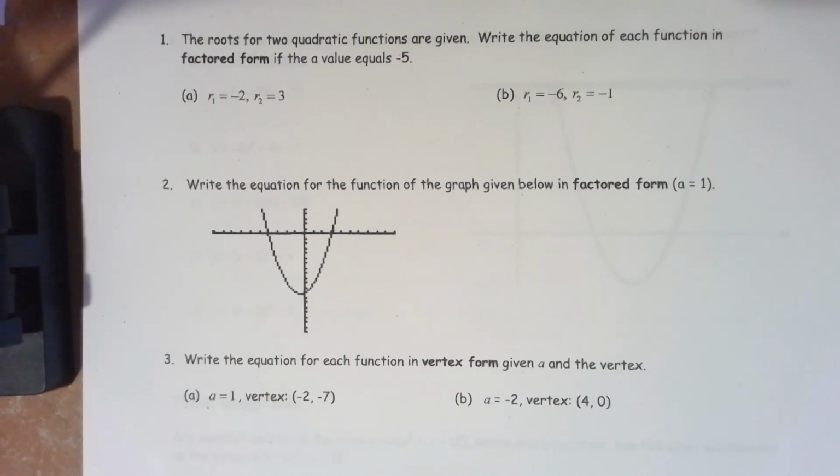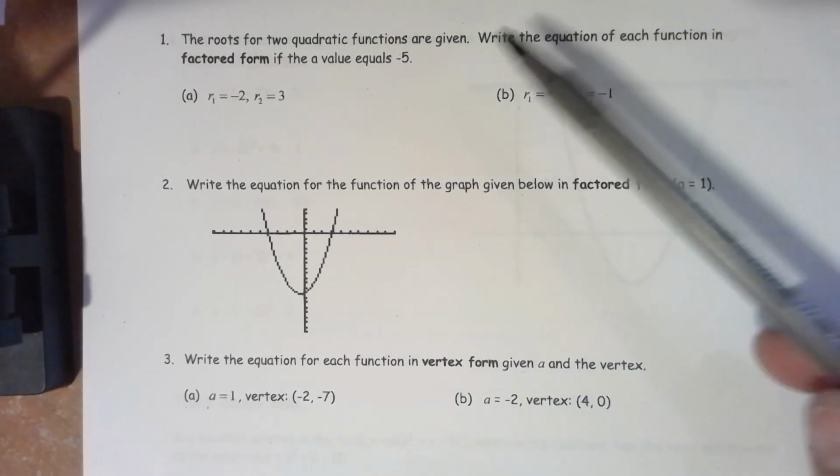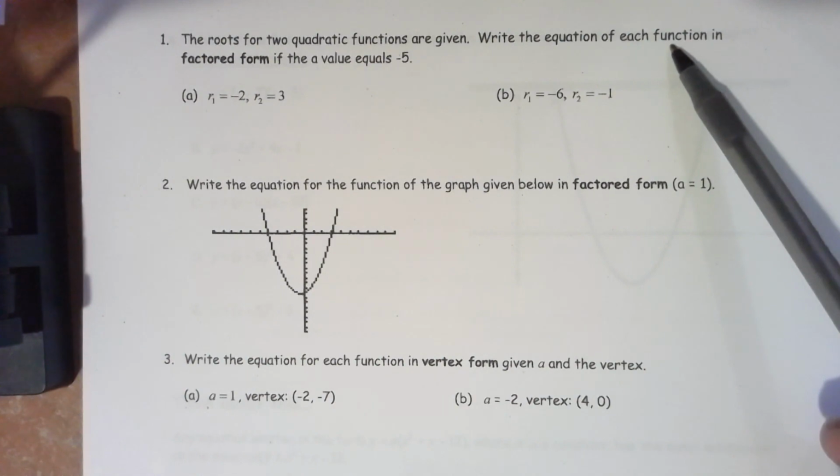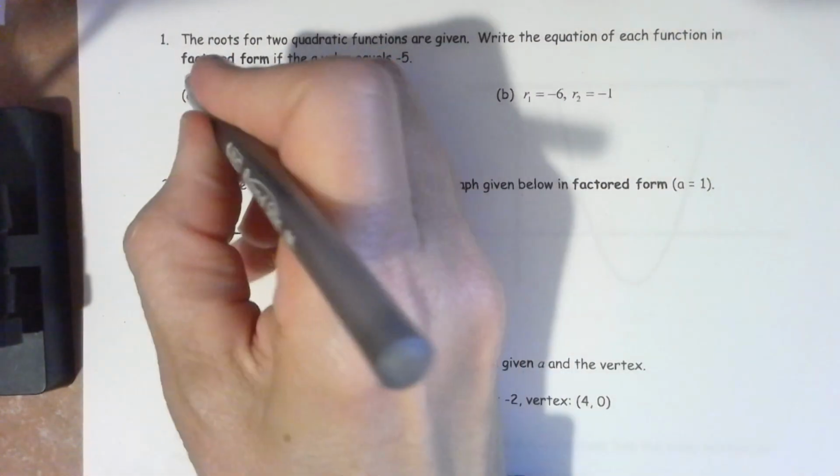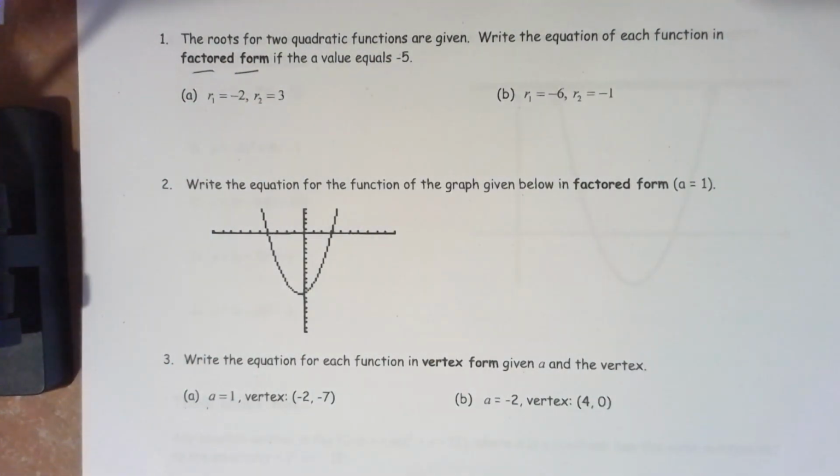Okay, now that we have the skills, we're going to apply them in certain situations. So our first question is, the roots for two quadratic functions are given. Write the equation of each function in factored form if the a value equals -5.